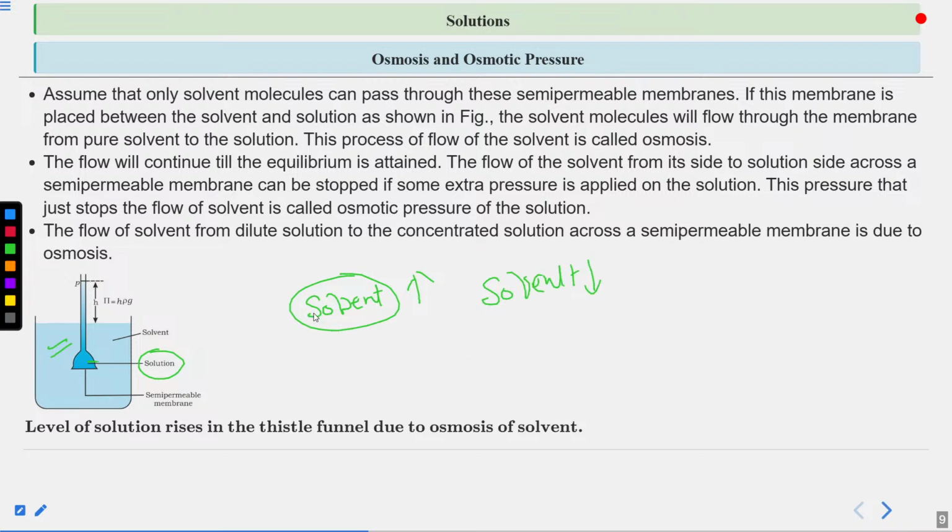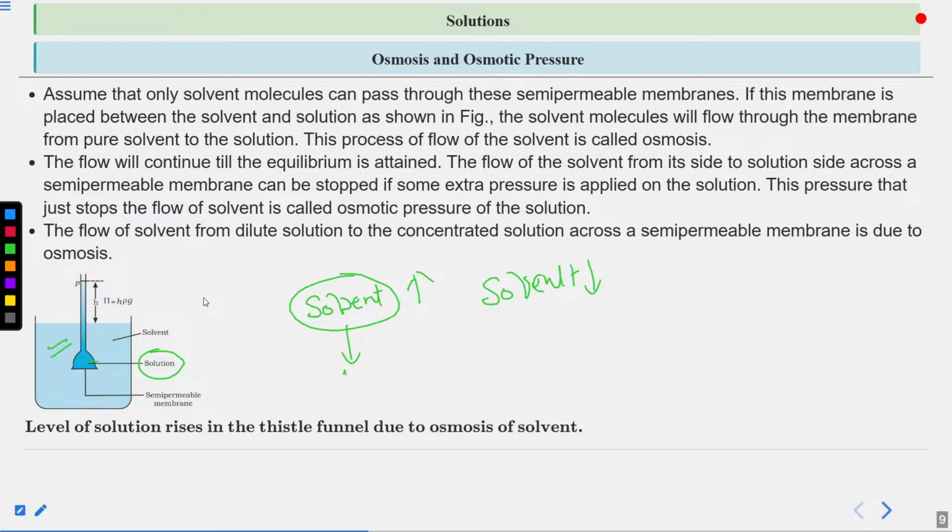Now why is it happening? Why am I saying this? Because inside the thistle funnel we have solute as well as solvent. Outside, the solvent concentration can be taken as what? Infinite, because it is the thing that is present. But inside the thistle funnel we have solute and solvent both. Now this flow, with respect to the concentration, is moving from lower to higher. But with respect to the solvent, if we see, then solvent is moving from a higher concentration to a lower concentration. You get my point?